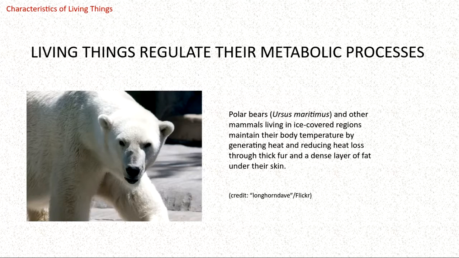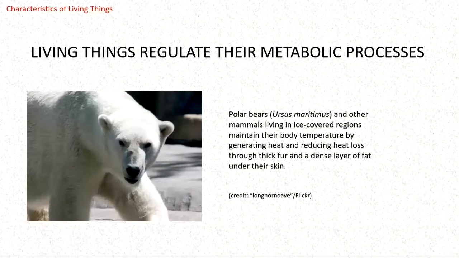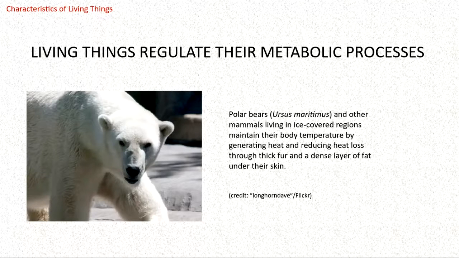We also regulate our metabolism process. We have to maintain our internal environmental stability, which I will cover later on in the next slide. It's called homeostasis. Look at this polar bear, for example, and other mammals living in ice-covered regions. They maintain their body temperature by generating heat and reducing heat loss through thick fur and a dense layer of fat under their skin. So we adapt.